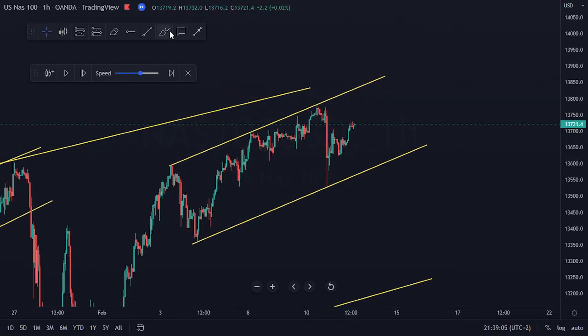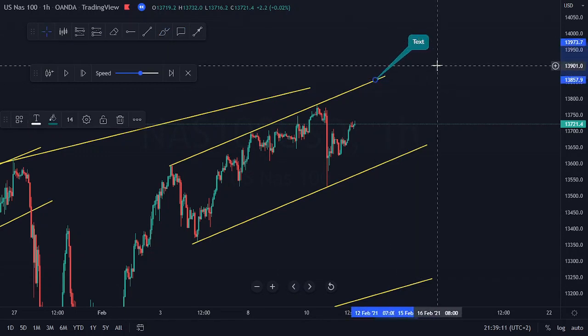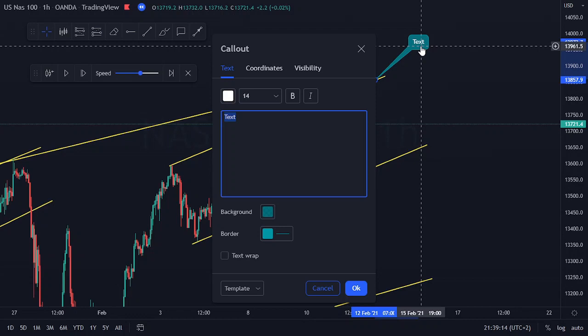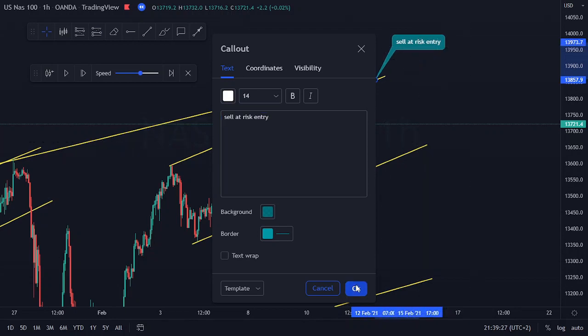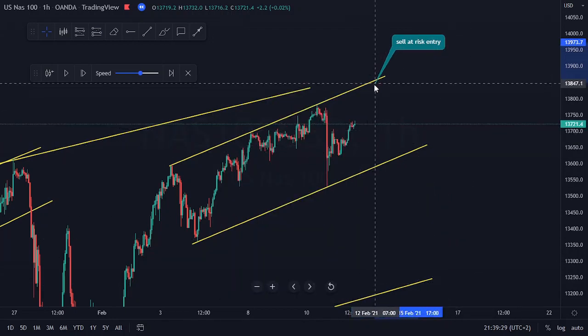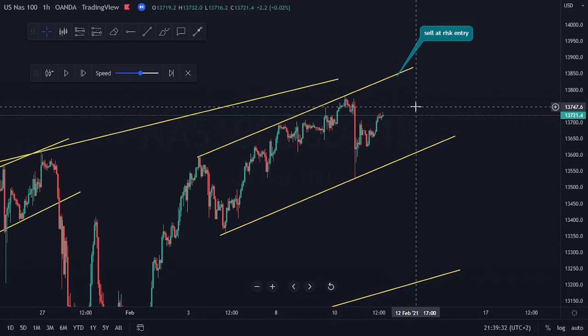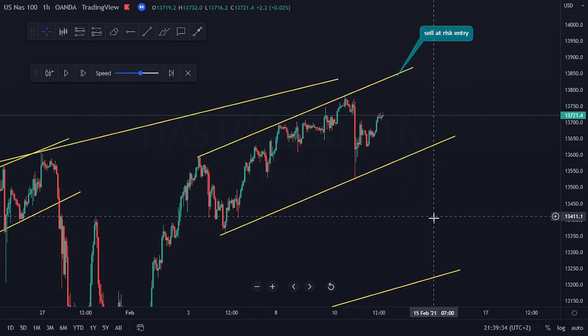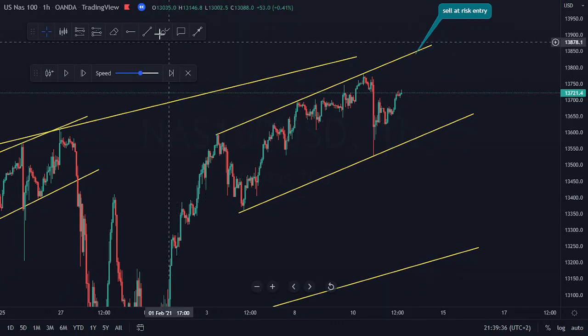So what are we looking for here? What I would usually do is put a call out here, something like that. And then inside this call out, I'll say sell at risk entry. That is to say, at that point, I'm only looking for sells. At the top, I'm looking for potential for us to take the market to the downside. The sells are not yet confirmed, but it is most likely for us to collapse there.